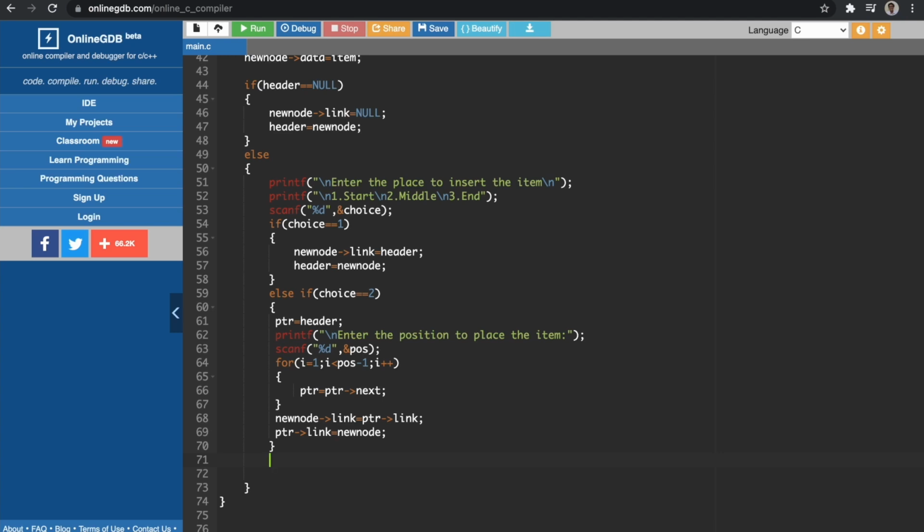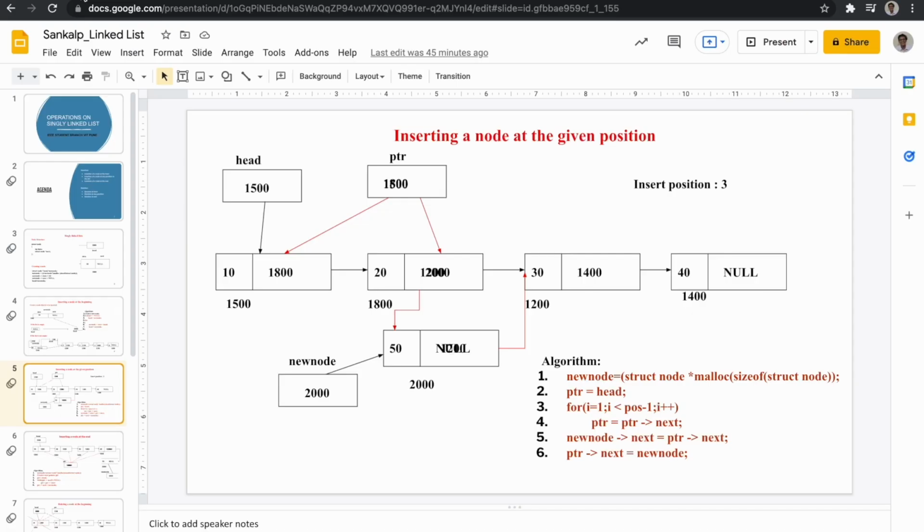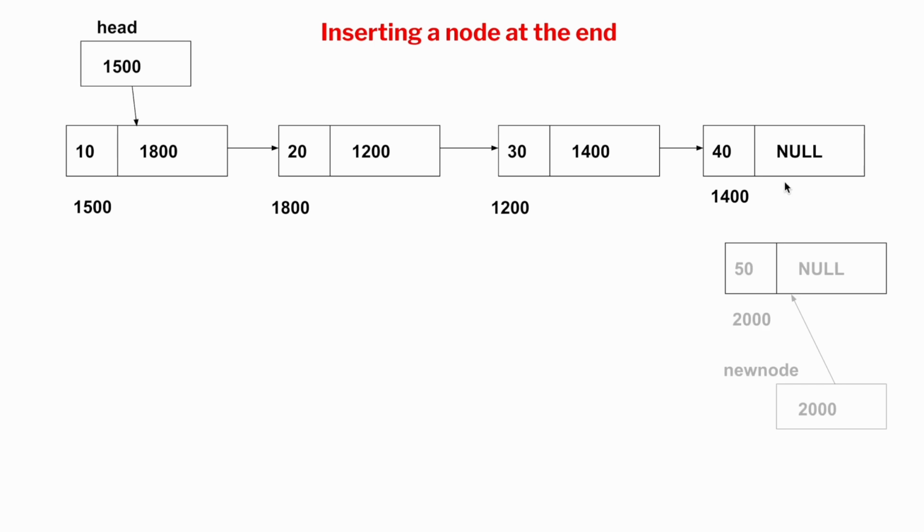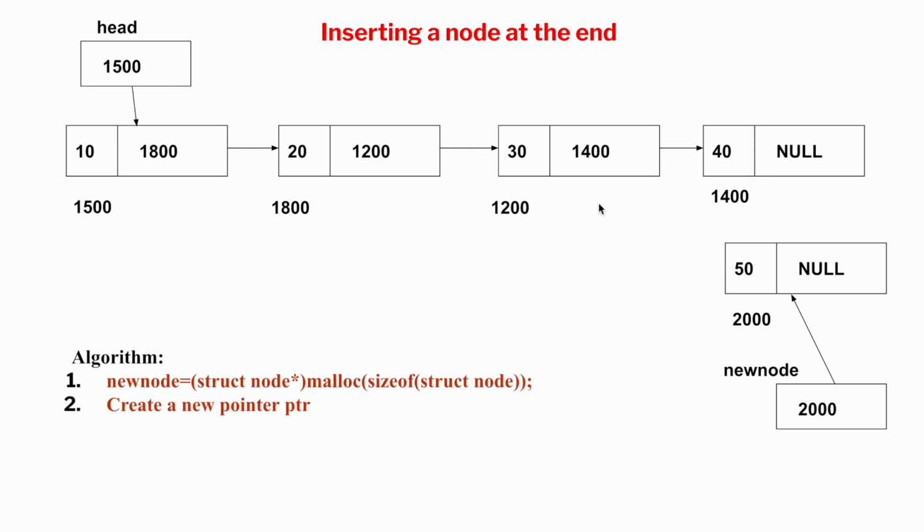Now the last case might be choice equals 3, that is to insert a node at the end. So for that, let's understand the logic and then we'll come back and write in the compiler. Consider this as our linked list and the new node that we have created. We have to insert this new node at the end of the linked list. To do this, we have to get to the last node of the linked list, and to do that we have to traverse the entire linked list. And as mentioned earlier, to traverse any list we can't use the head pointer, otherwise we will lose the link to the first node itself.